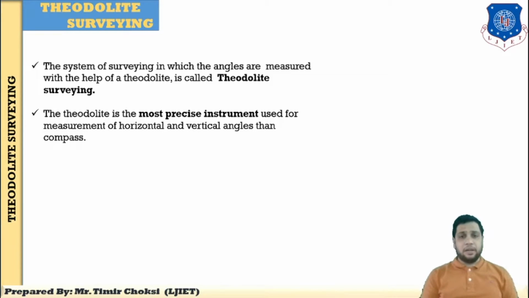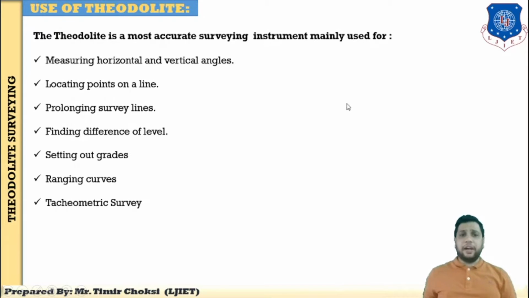In this system, the instrument used for finding the horizontal and vertical angle is the theodolite. The theodolite is the most precise instrument used for measurement of horizontal and vertical angles compared to the compass. It is the most accurate surveying instrument mainly used. The next topic is the use of theodolite in surveying.